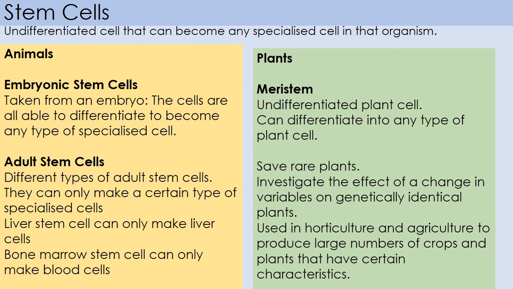The other type of stem cells we have for humans or for animals are the adult stem cells. These are often taken from the bone marrow or the liver per se. We've got different types of them, and they can only make a certain kind. So if we took a liver stem cell, it could make any liver cell we wanted, but it couldn't make a blood cell or a skin cell. If we took bone marrow stem cells, we can make any type of blood cell, so red blood cells, white blood cells, but we couldn't make a liver cell from it.